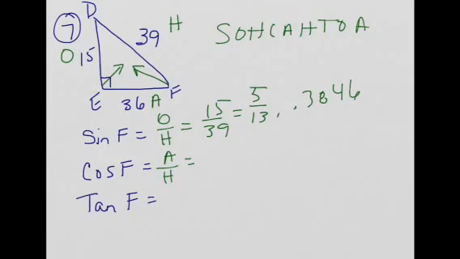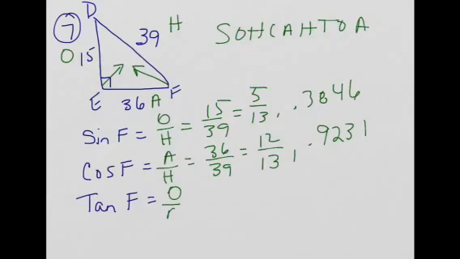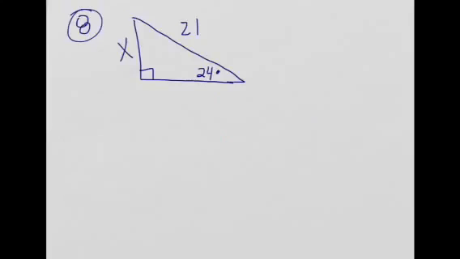Cosine is adjacent over hypotenuse. So adjacent over hypotenuse is going to be 36 over 39. That simplifies to 12 over 13, and that's going to be 0.9231. Tangent is opposite over adjacent, which is going to be 15 over 36, which is 5 over 12, which is 0.4167. Now we're going to use the sine to actually find a missing part of the triangle.